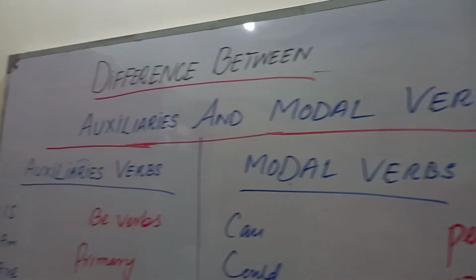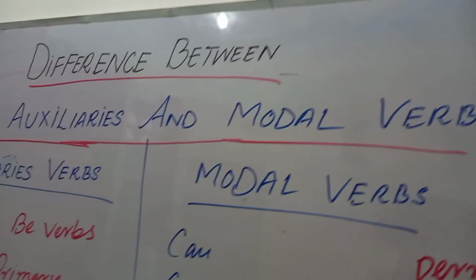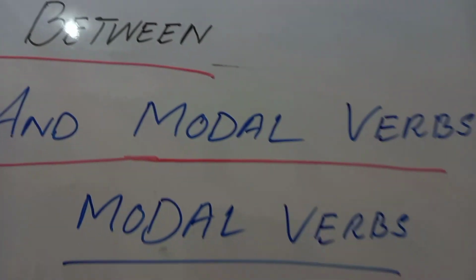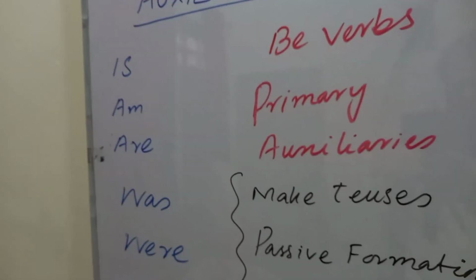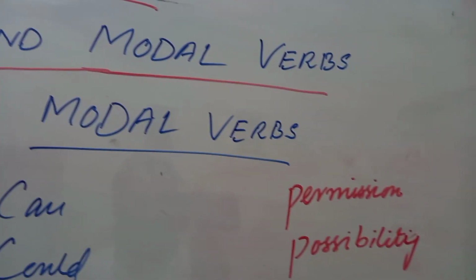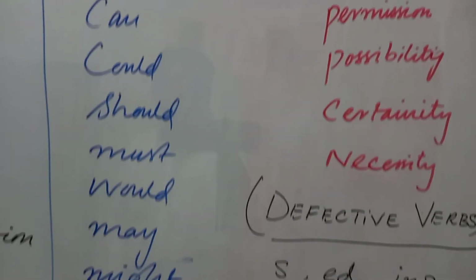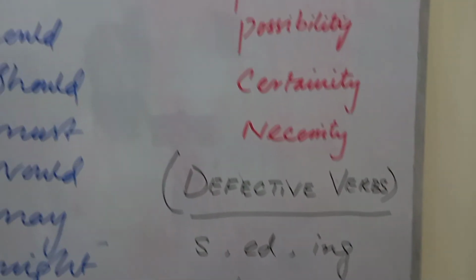Now look at the graph that I have written on the board. We discussed earlier the difference between auxiliary and modal. The auxiliary verbs which I discussed in the video are is, am, are, was, were. And then the modal verbs: can, could, should, must, would, may, might, would, must, ought, dare, and sometimes need.